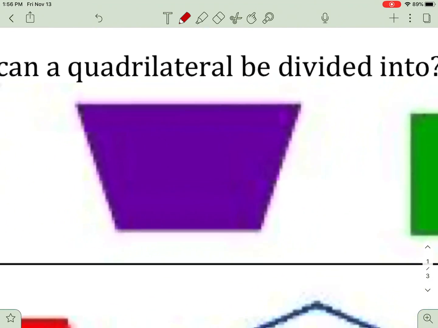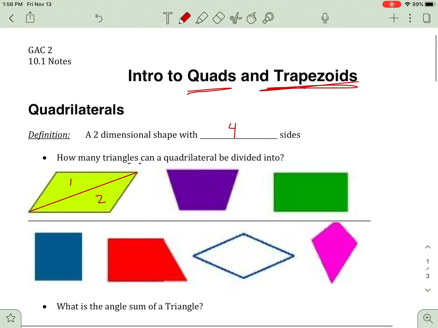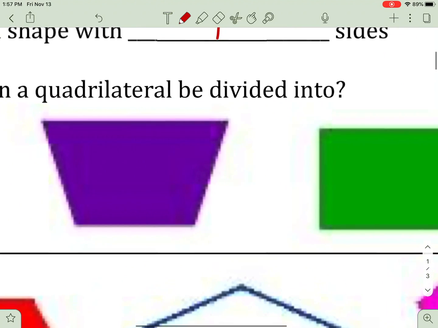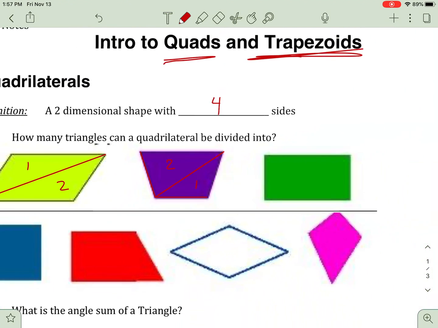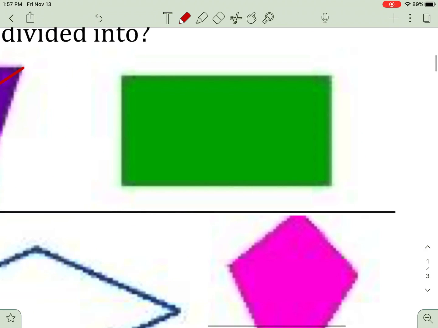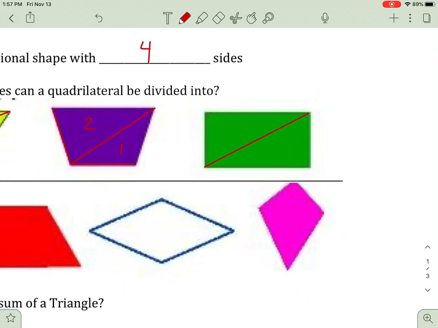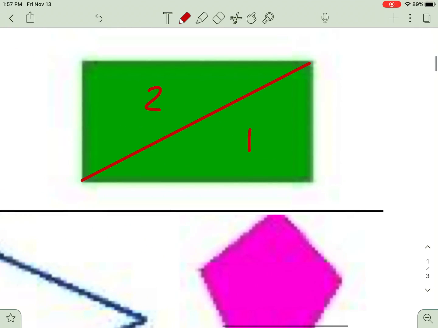Up here, maybe not so much about equivalent, but more importantly, how many times can you draw a line from one edge to the other and it splits it into a triangle? So if I go from here to here, that's still the same triangle. If I go from here to here, still the same triangle. So there are two in that one. Let's try the same thing here. Go from one edge to the others. How many triangles can you split a quadrilateral into? Well, here's one, here's two.